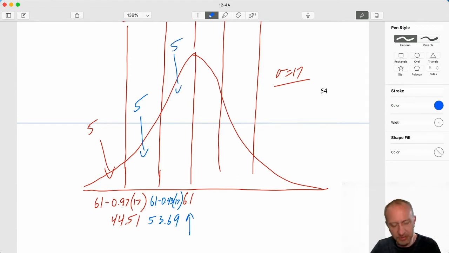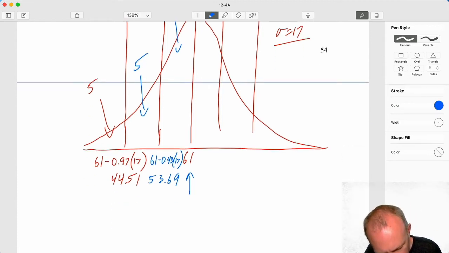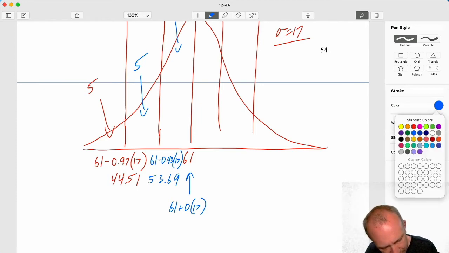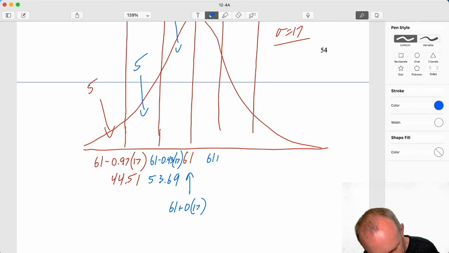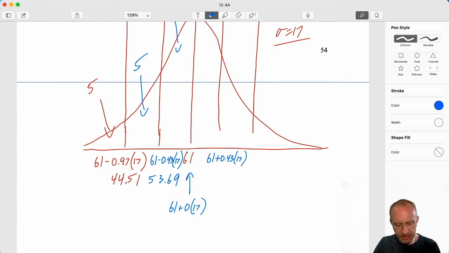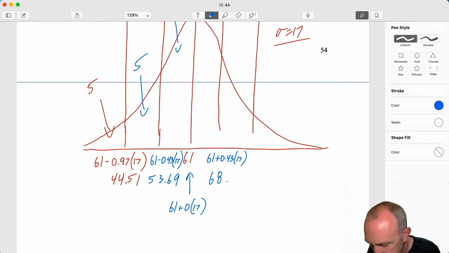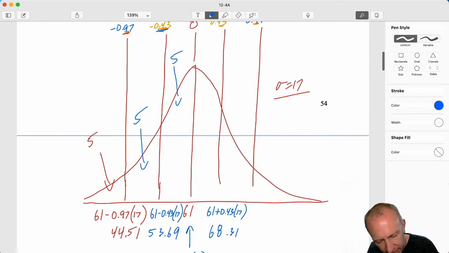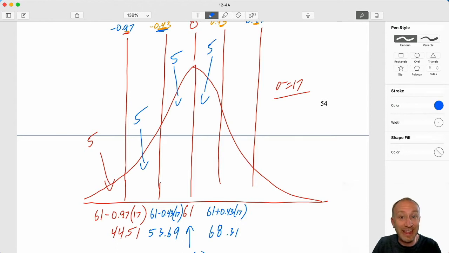Now the next interval is already given to us. I would expect 5 observations there as well, because this calculation, if we wanted to be very specific, is going to be 61 plus or minus 0 times 17, right? So that just gives us 61. This next one is going to be 61 plus 0.43 times 17. This one is 68.31. Once more, I would expect 5 observations in that interval between 61 and roughly 68.